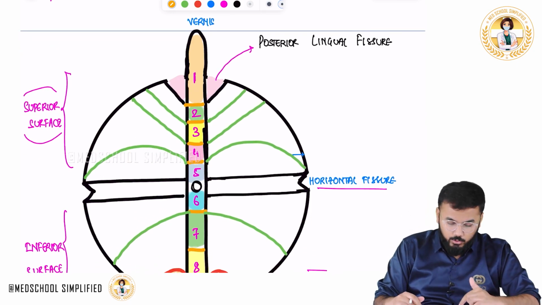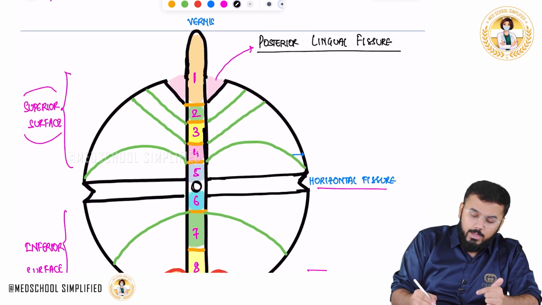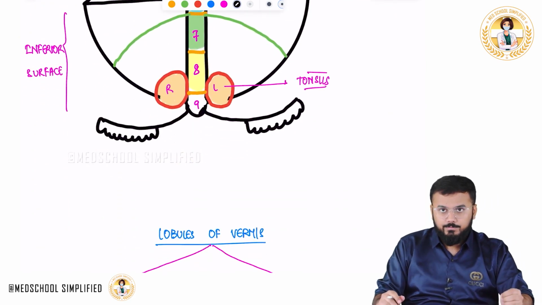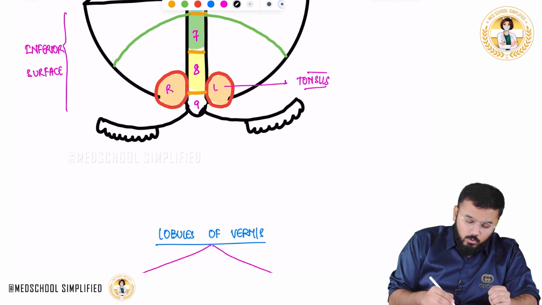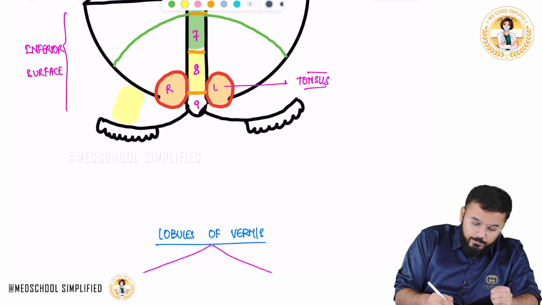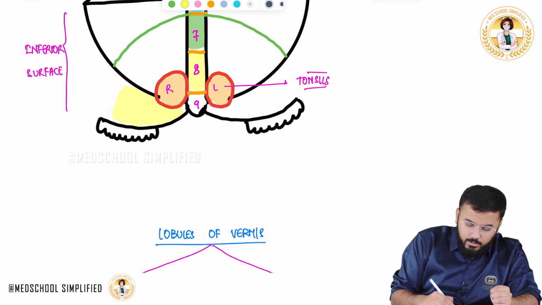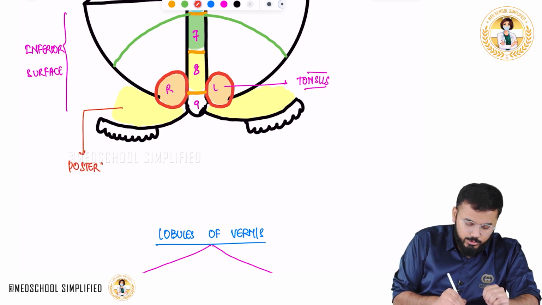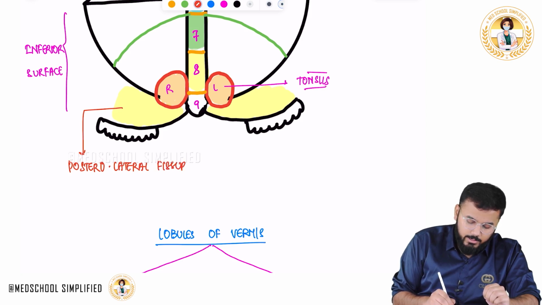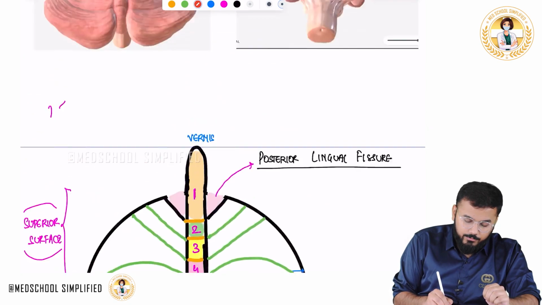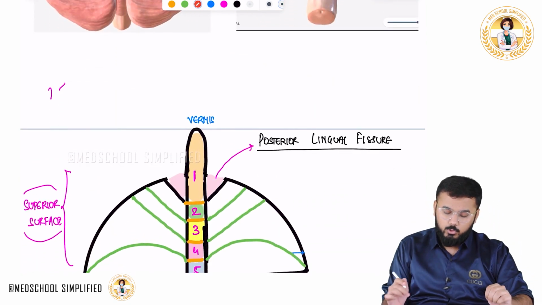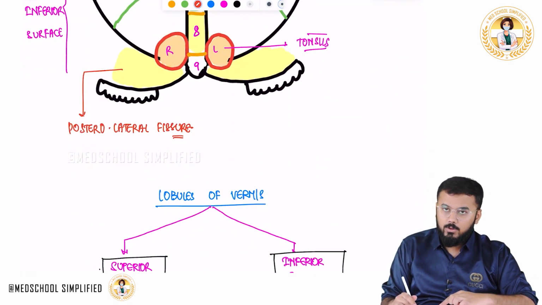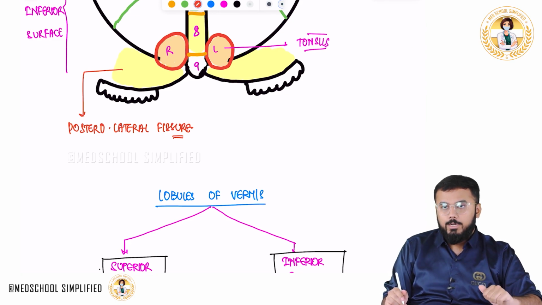This structure which you can see here is called the posterior lingual fissure. Now all of you can also see a fissure over here, right? This fissure is called posterolateral fissure. What is the name of this fissure? This fissure is called posterolateral fissure. This is called posterior lingual fissure and this is called posterolateral fissure.